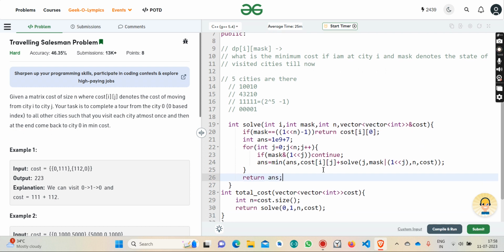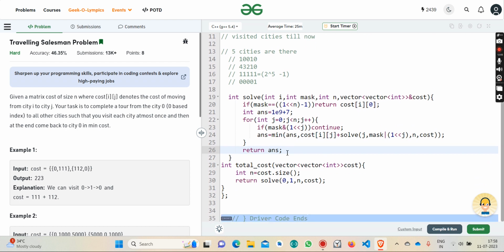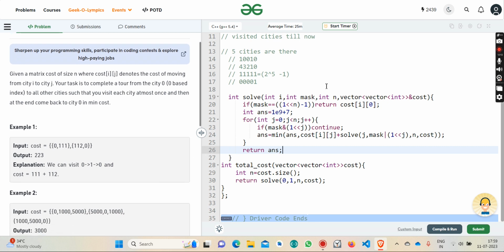So this is the recursive code. So what is the time complexity, if you can think of?